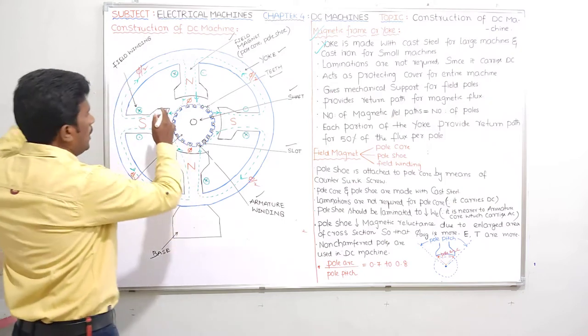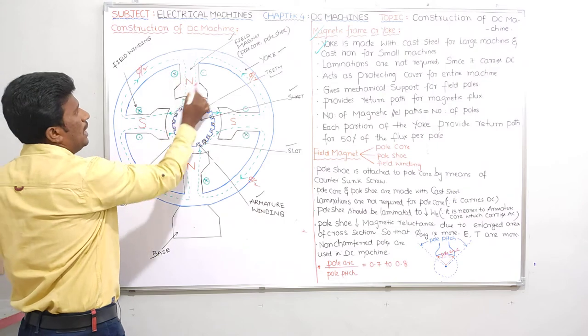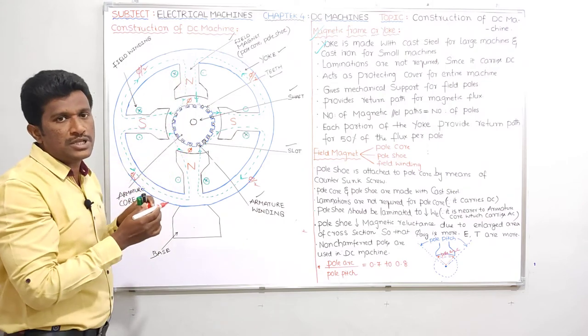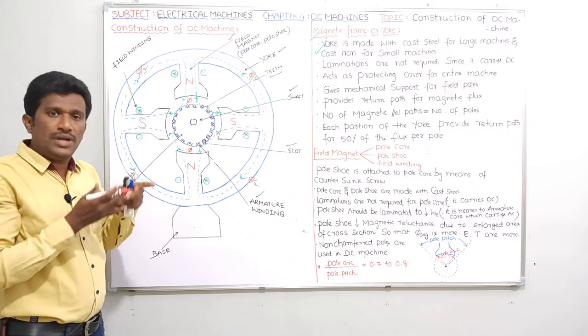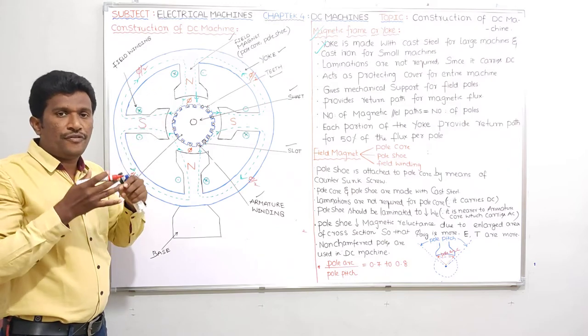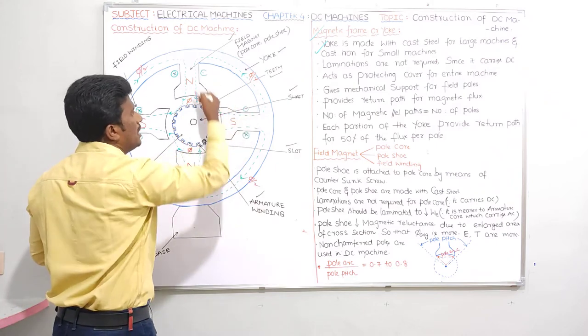In a DC machine, we have to place the field winding on the stator and the armature winding on the rotor. To that field winding, everybody knows that we have to give DC supply. So what is the type of flux we are getting? DC flux. It's nothing but DC flux only. It's nothing but time invariant flux.